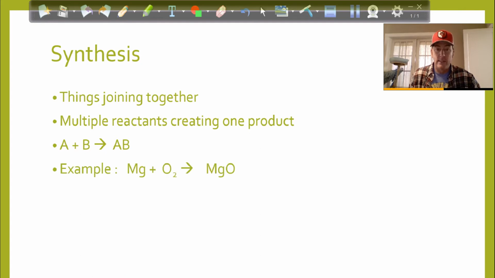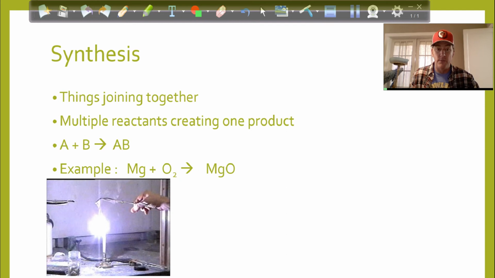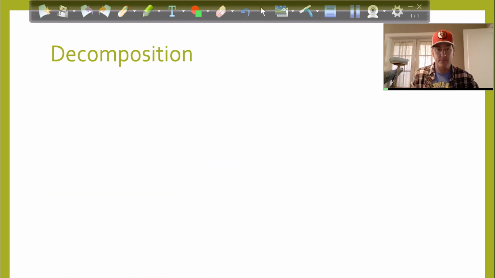Chemically, a chemical example of this, magnesium reacting with oxygen. We saw this happen before, and it makes magnesium oxide. Remember, it got heavier because it pulled oxygen out of the air. So multiple reactants, one product. So very bright exothermic reaction we saw when we did that.